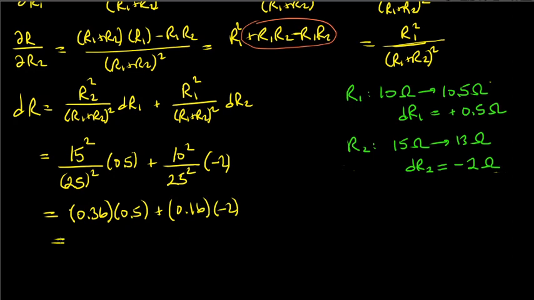I get negative 0.12, or if you prefer, negative 3 over 25. So this is in ohms. I forgot the units, ohms here.